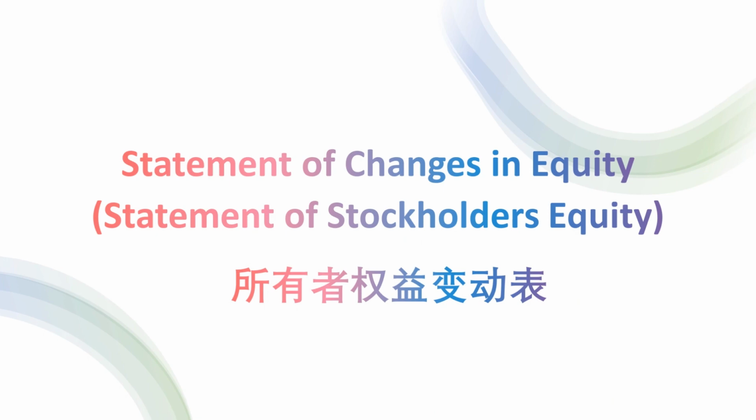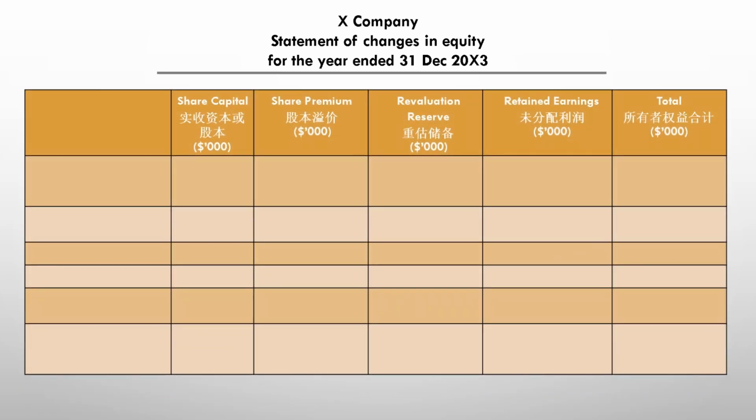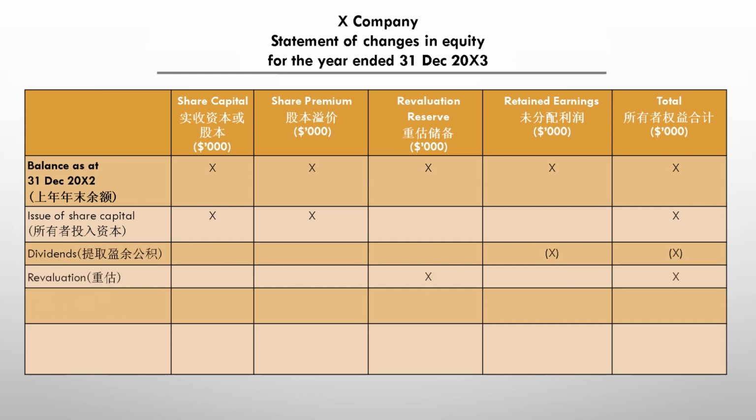Our final statement, the statement of changes in equity. Starting with the title, then, we will create a table with share capital, share premium, revaluation, retained earnings, and total equity columns. Then, we will start with the balance from the previous period for the row. Then, include all the events that will affect the equity, such as issue of share capital, dividends, revaluation, and total comprehensive income. Then, we will arrive at the closing balance of the period.